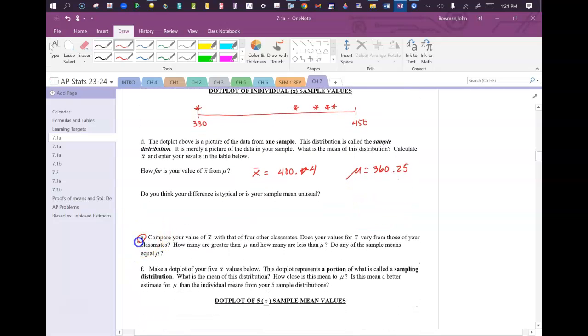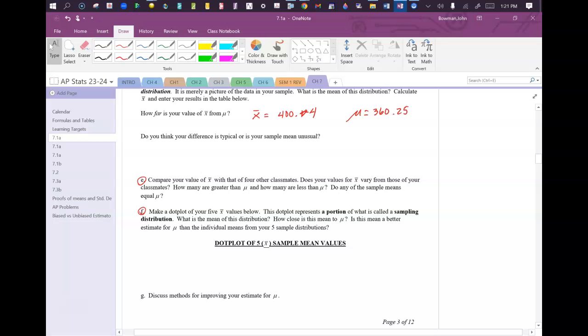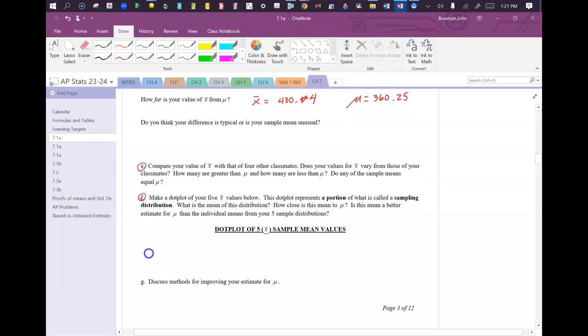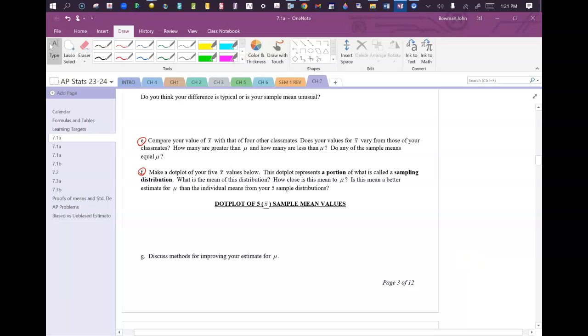Parts E and F below, we are going to have to skip those for now. It asks you to compare your value of X bar with that of 4 other classmates, and if you're watching this on a video, you can't do that. Then it asks you to make a dot plot of your sample mean with those of your 4 other classmates. We'll come back to that idea in just a minute.